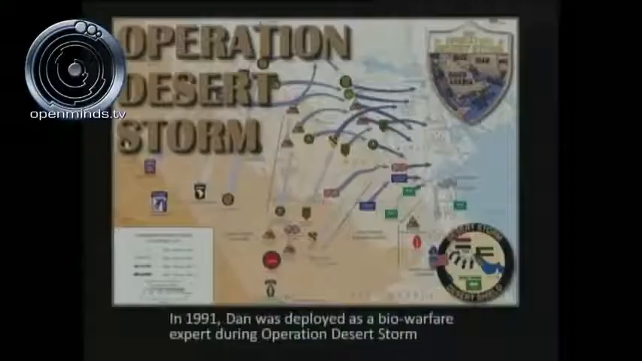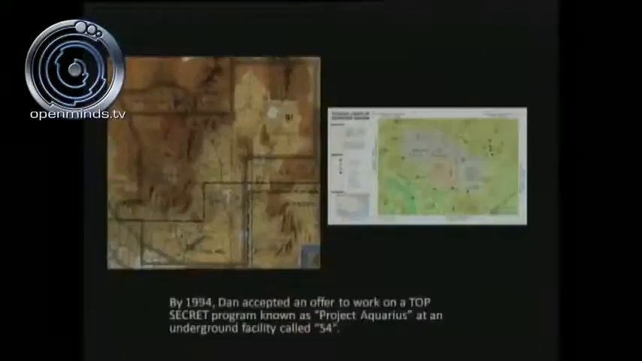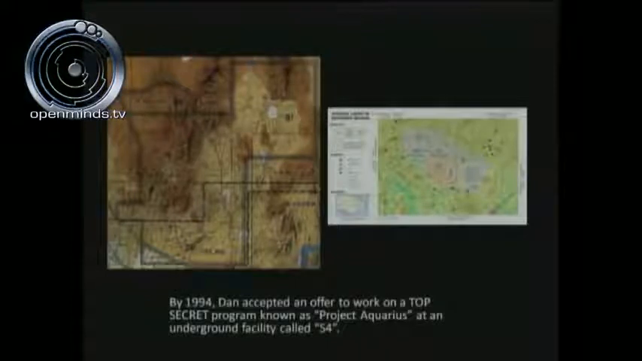So we have secondary independent confirmation that Dr. Edward Teller was involved. In 1991, he was employed at Desert Storm as a biowarfare expert. Now, in 1994, he received his Q clearance at S4, and he began working on something called Project Aquarius. And I will draw your attention here to the aircraft sectional chart that anyone can get at any local airport. This is something that's readily available.